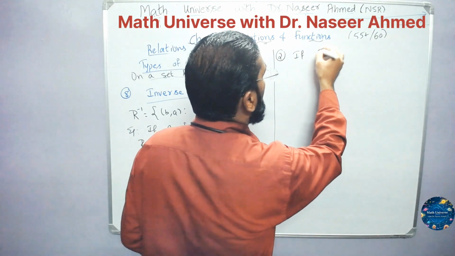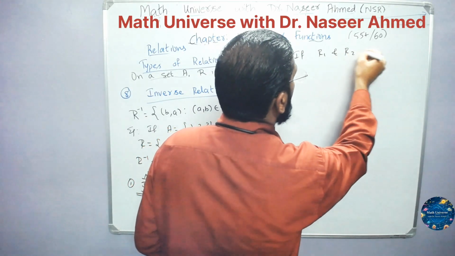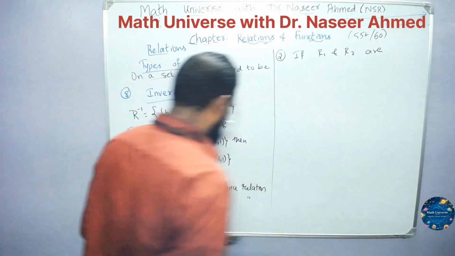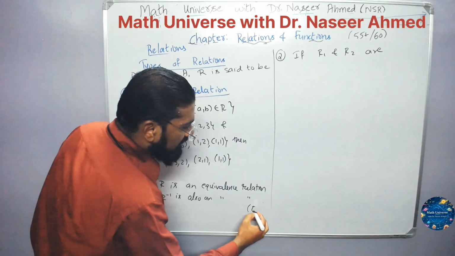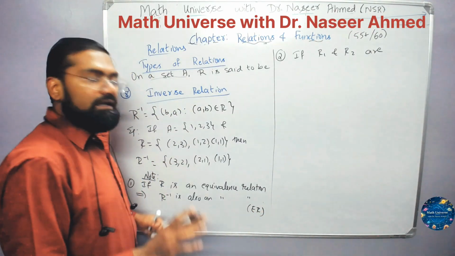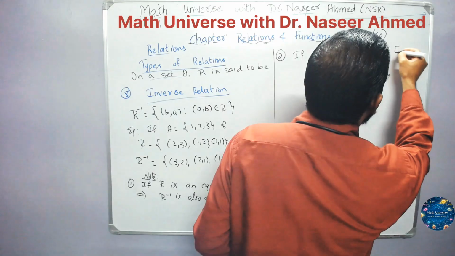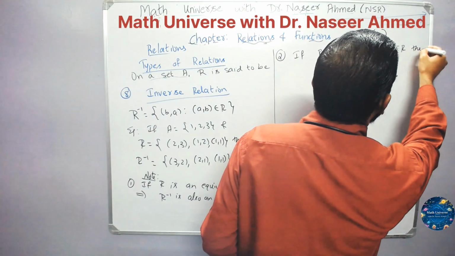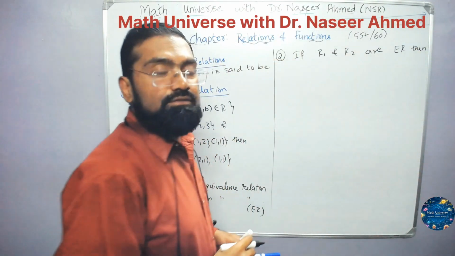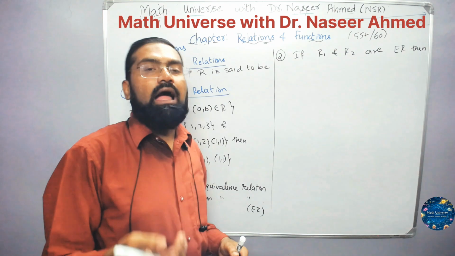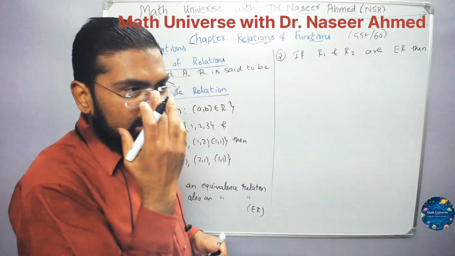Next, one more note I want to be clear. Let us suppose we have two relations R1 and R2. For equivalence relation, I write a short form ER, only for this class I'm using. In examination, they'll give the full form. If R1 and R2 are equivalence relations, then what can we say about their union and their intersection? For that, I'll take an example.